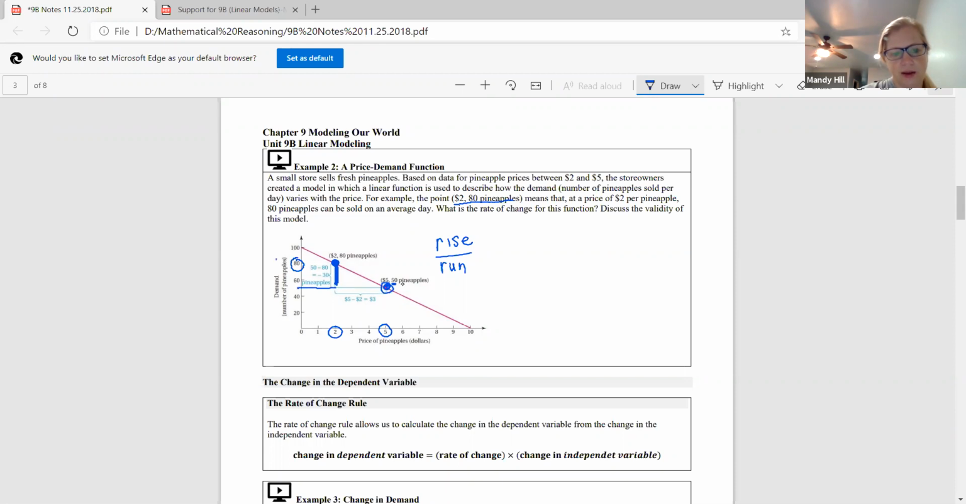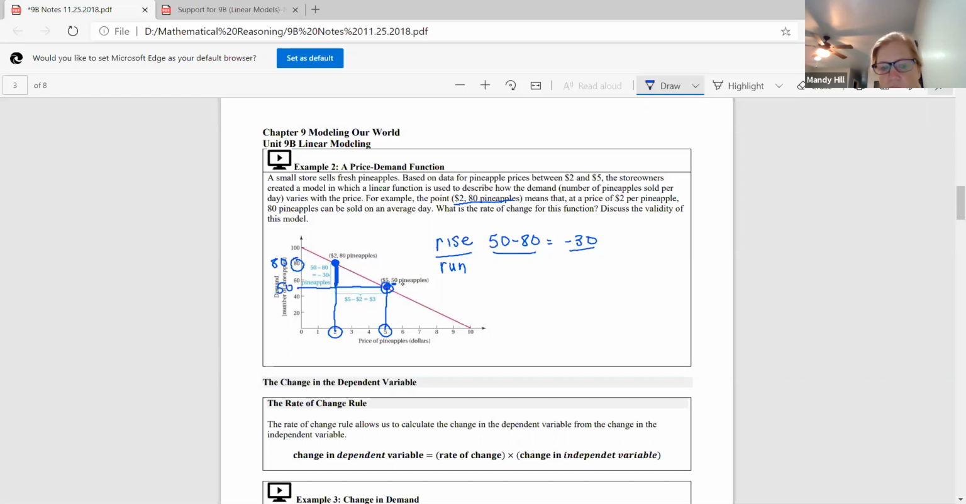So this is 80, and then this was 50 pineapples. So we would actually be, and this is where they've got 50 minus 80. We're going down, which is that top part would give us negative 30. And then the run part is where you go from this point to this point, and we're actually running to the right, so that's going to be positive. If you go down, you're going to be negative. If you're running to the right, that's going to be positive.